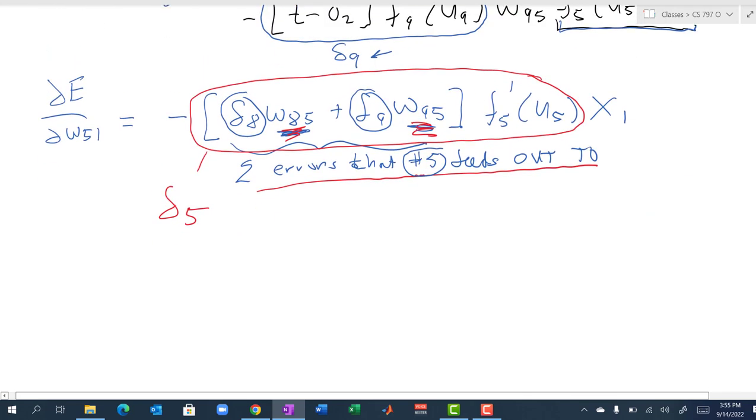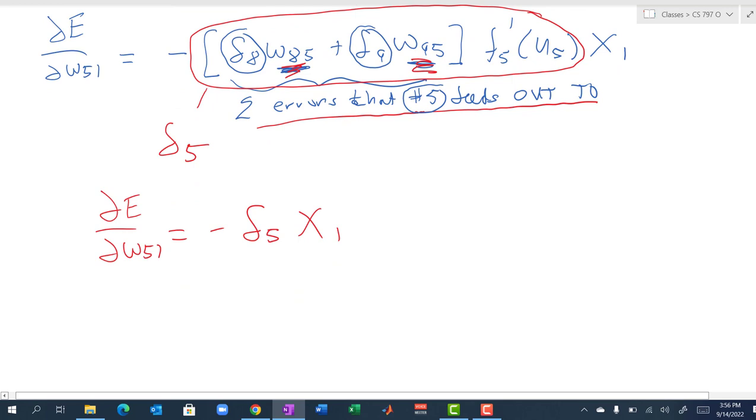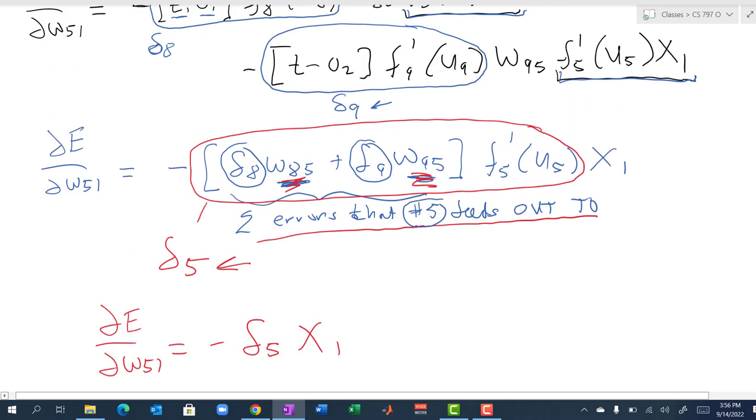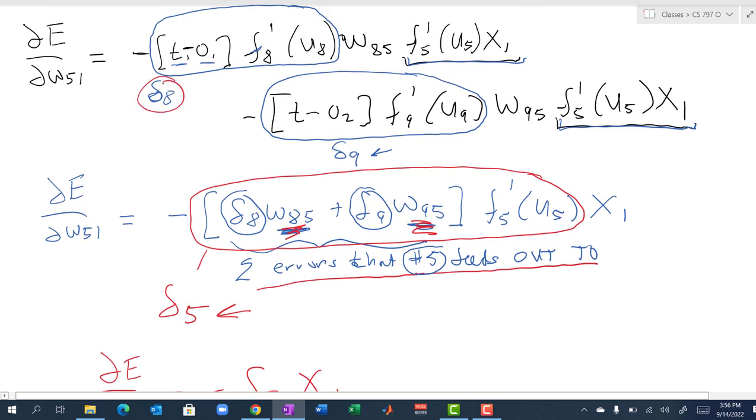So if we do that and define that, then the gradient is a real simple formula that looks like that. Now that doesn't mean it's easy to calculate, because you've got to calculate the delta 5 according to its formula, and you've got to calculate the delta 8 and the delta 9 according to their formula. So it doesn't shortcut the calculation, but it groups it in a way that makes it easy to calculate.